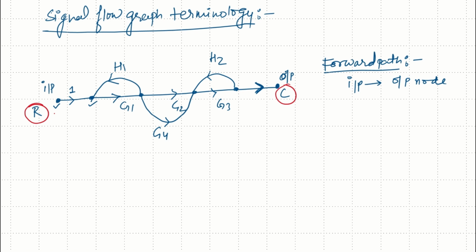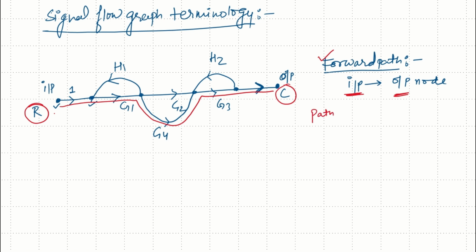What are the different paths, or if I ask, what are the different forward paths available in this signal flow graph? By the definition, a forward path always goes from the input node to the output node. So in this case, this path here goes from the input node to the output node. So this is forward path 1. If I multiply all the gains of this forward path, then I can calculate the path gain.